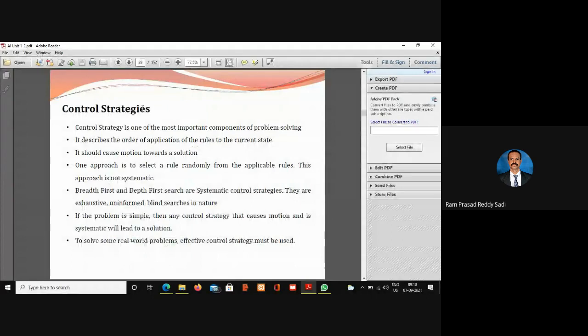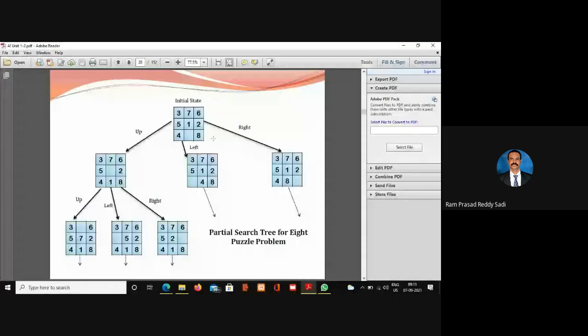So this is one of the most important components. We are generating the production rules or the state space, but we need to effectively apply those production rules. This control strategy describes the order of application of the rules. I am at this particular state; should I move in this direction, or this direction? That will be the rule here.